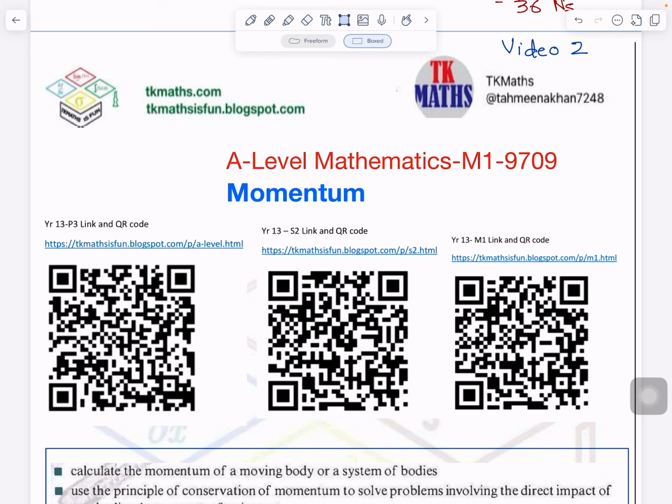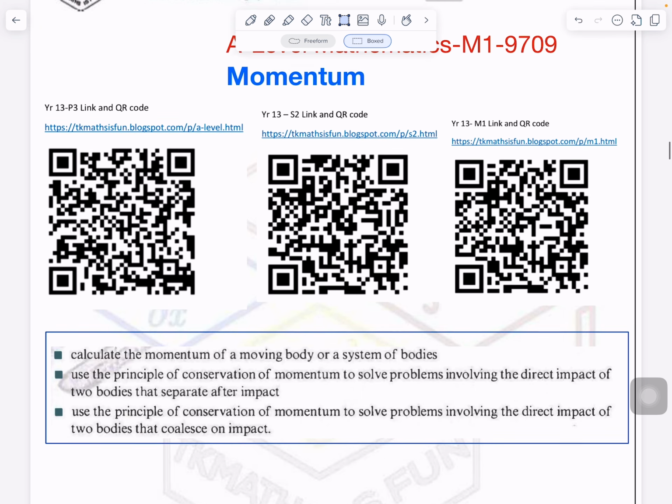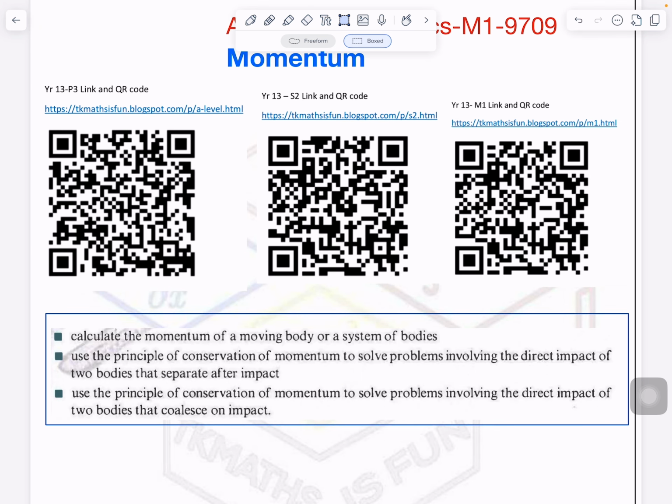In today's video, which is video number 2 on momentum, we will continue to study the basics of momentum. We have seen in the first video what momentum is and a simple application. Now we will move on to the principle of conservation of momentum, right?